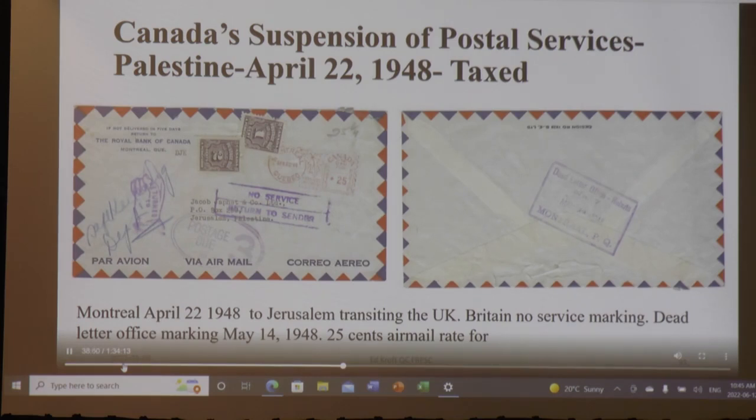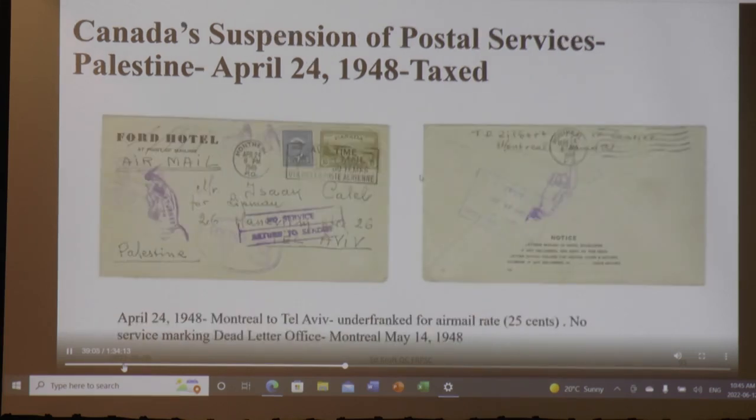But when mail gets sent back, postage dues were put on. These were the old postage dues, beautifully done in the 1940s. And it doesn't get back to the sender in the circumstances, and it goes to the dead letter office in Montreal. Here's some other mail that reflects the elimination of service from Canada.